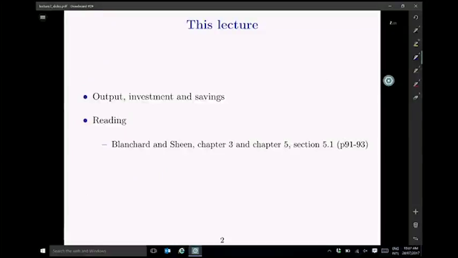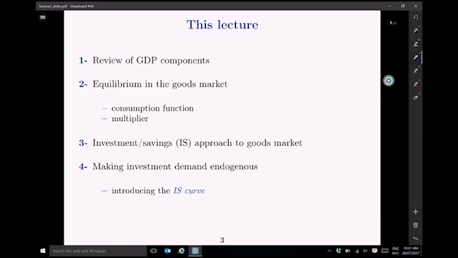We'll discuss output, investment, saving. This is from chapter 3 of the textbook and a bit of chapter 5, the first few pages of chapter 5. In particular, there are 4 topics that we'll cover.